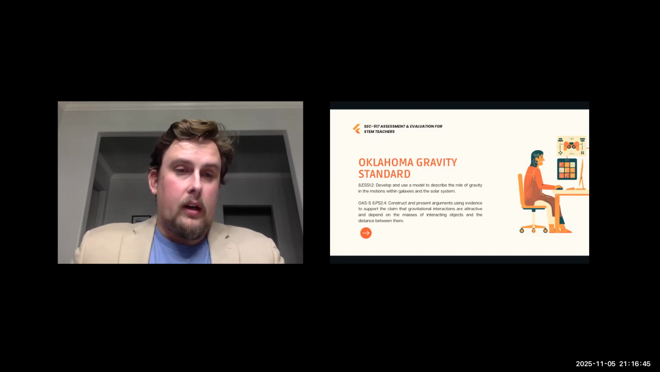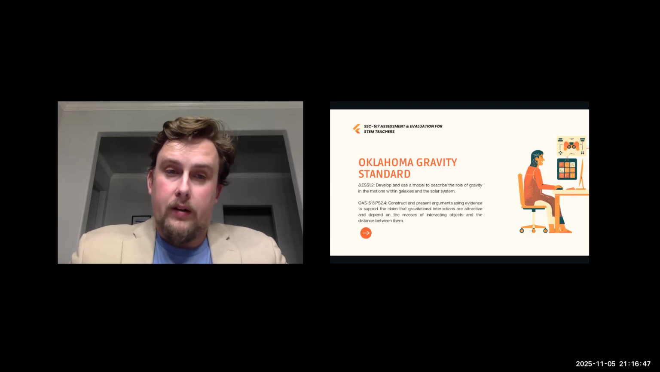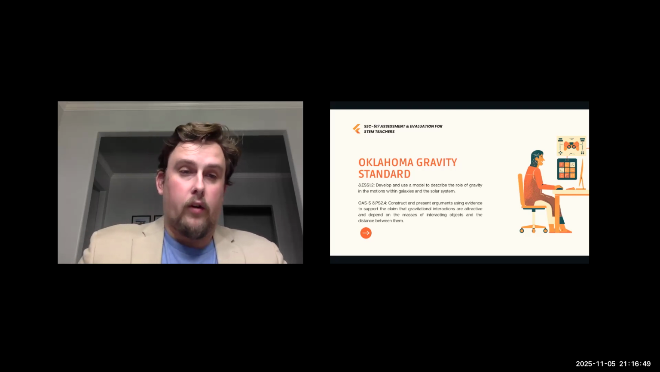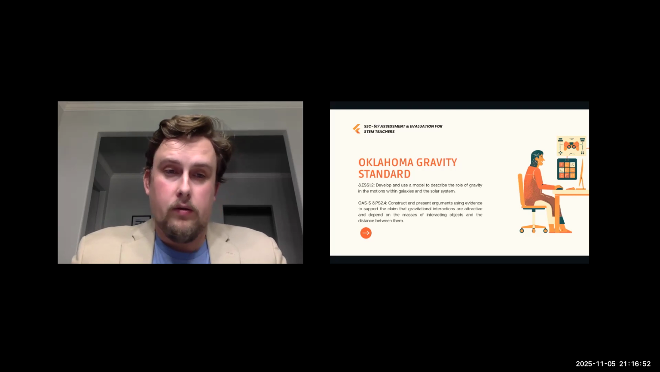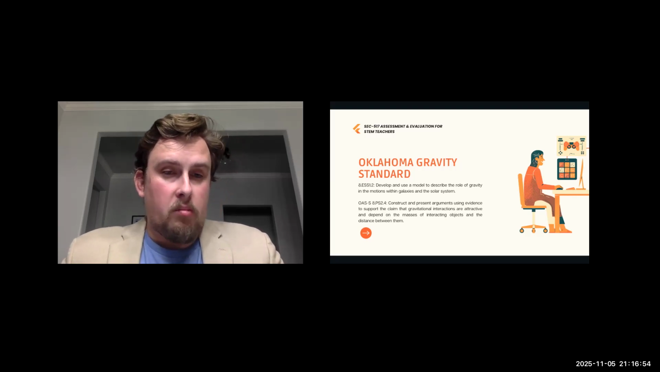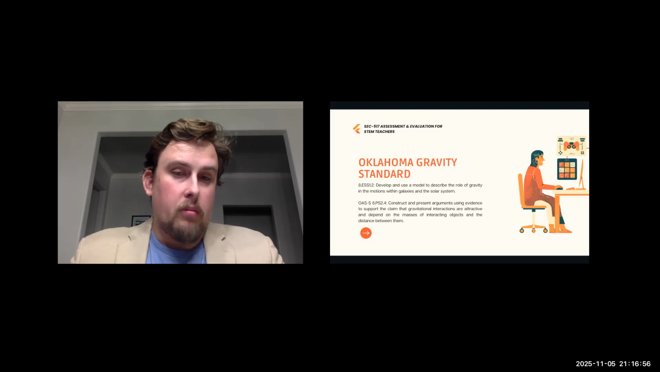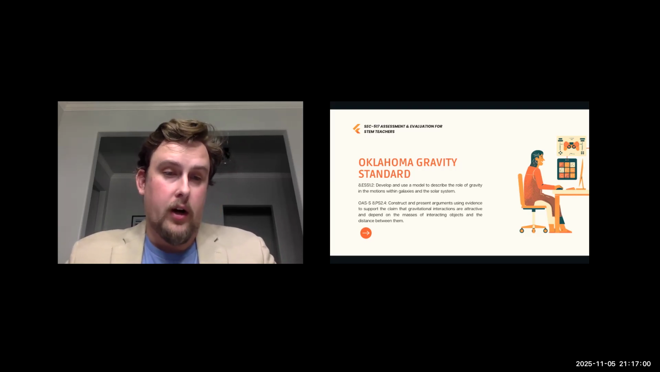The 8-point ESS 1.2 standard says develop and use a model to describe the role of gravity and the motions within galaxies and the solar system. And then the second standard is construct and present arguments using evidence to support the claim that gravitational interactions are attractive and depend on the masses of interacting objects and the distance between them.